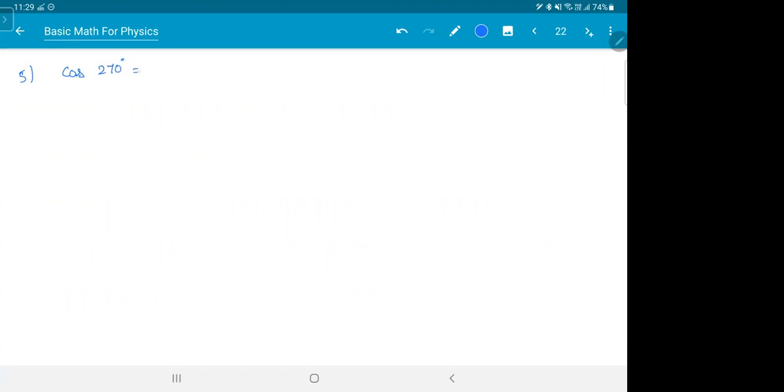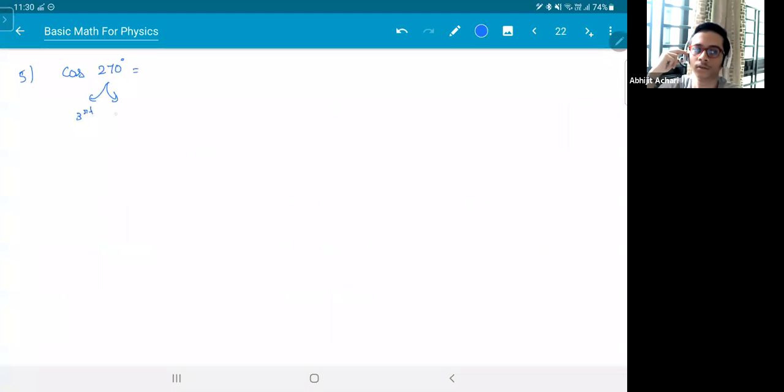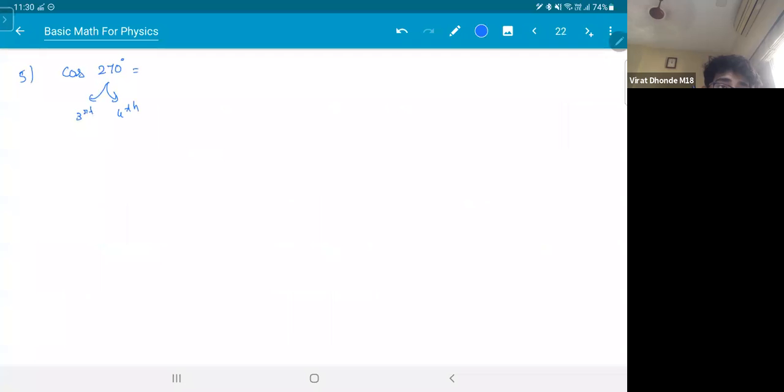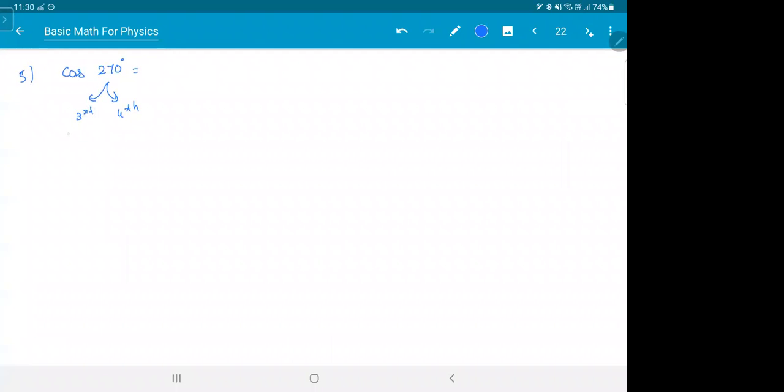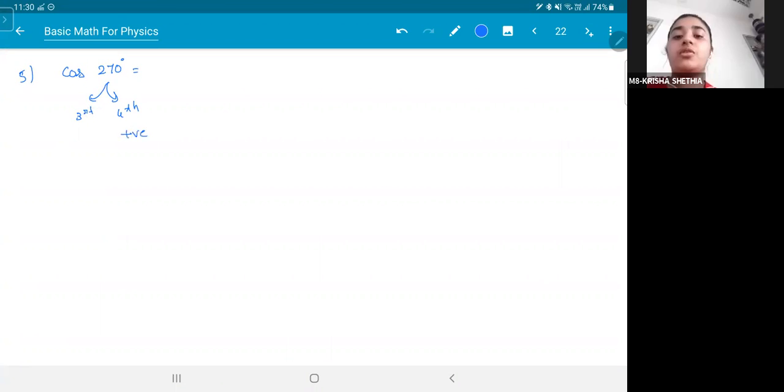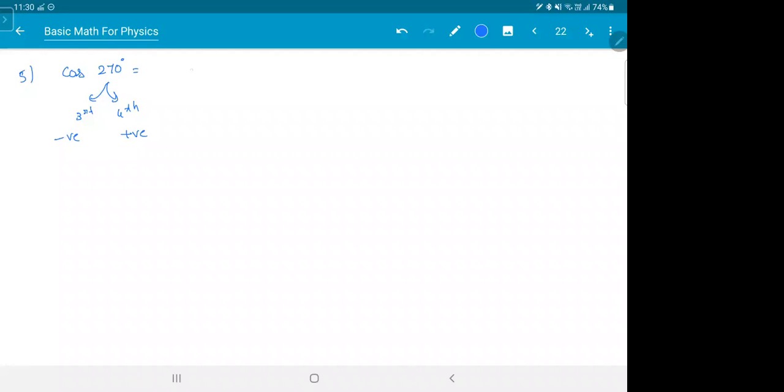Cos 270. So 270, right? Which quadrant again? Fourth. I'm not sure. Third. Third or fourth, na? Third. Okay. Now, cos is positive in which quadrant? Fourth quadrant. Negative method. Now I got a sine ka problem here. But let's see what happens.